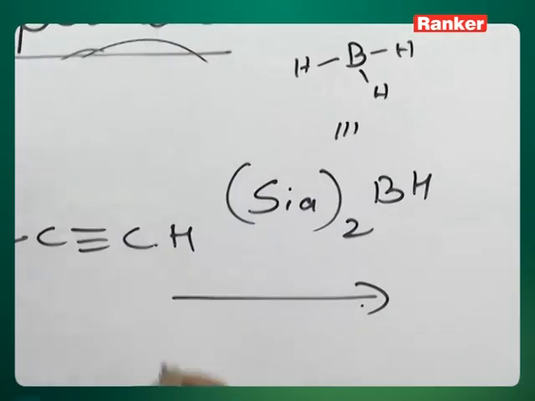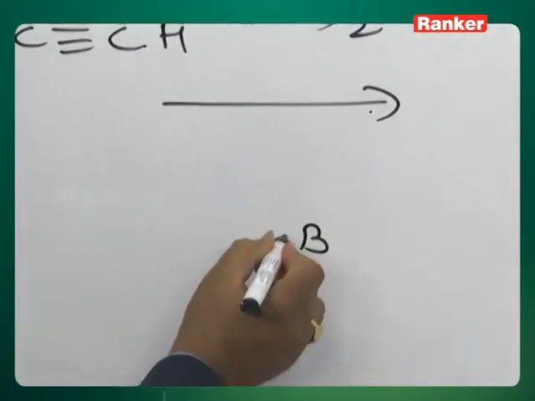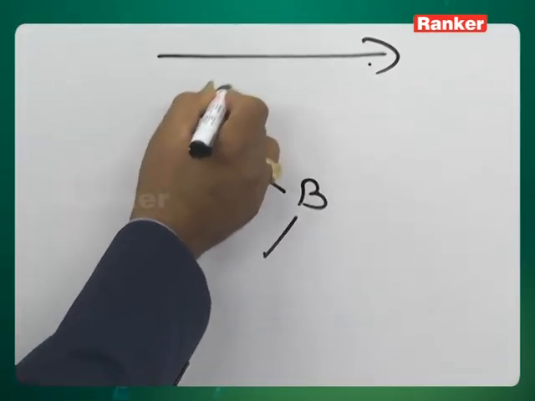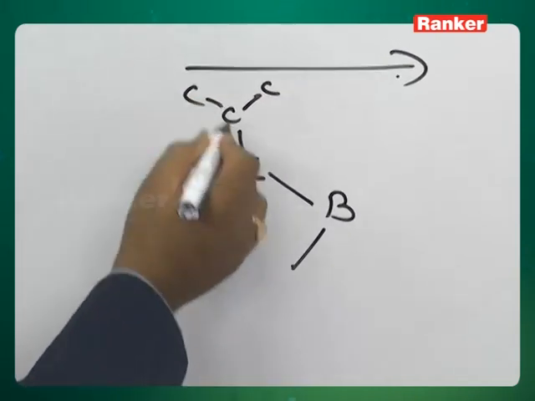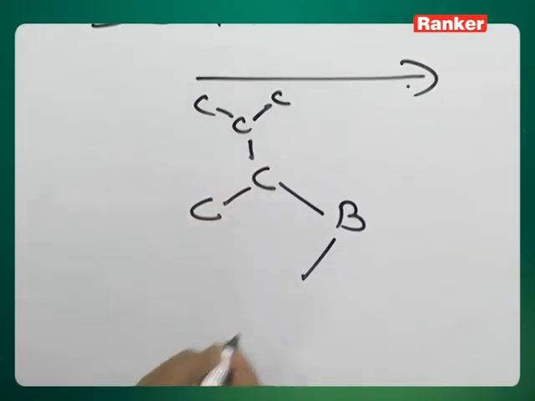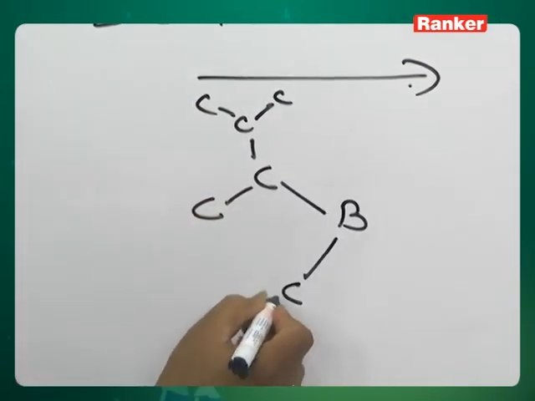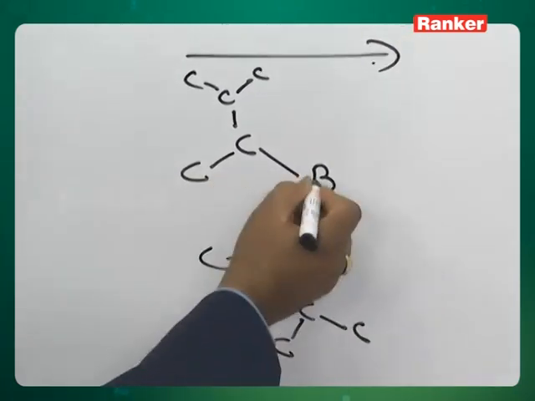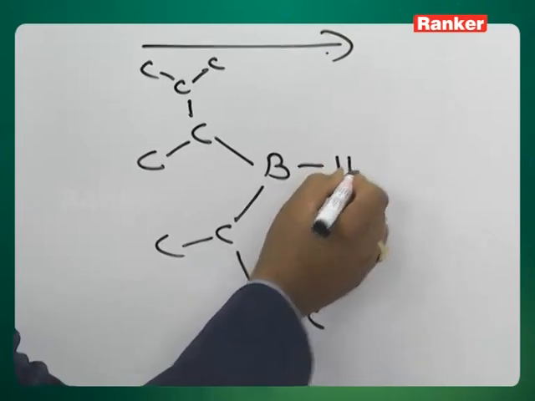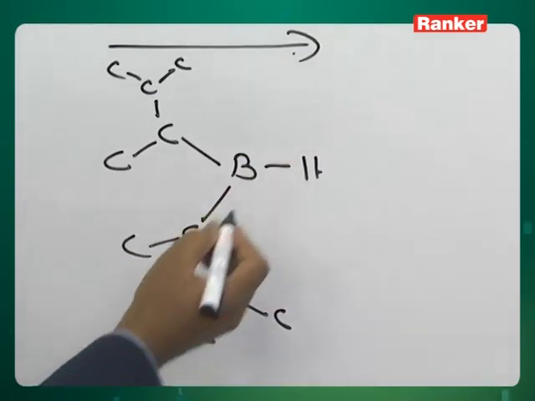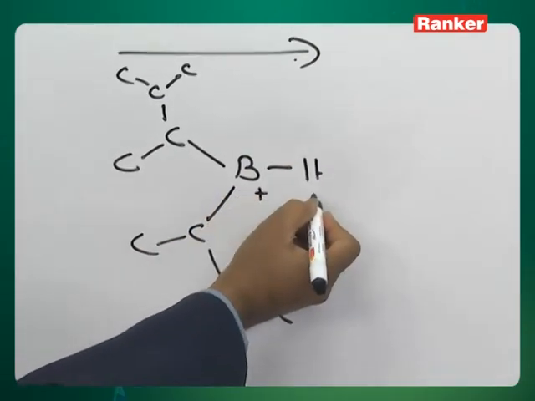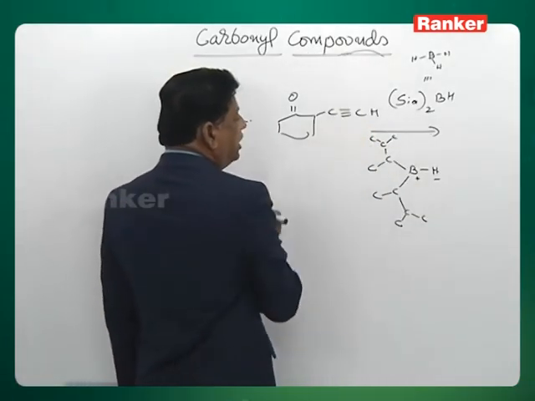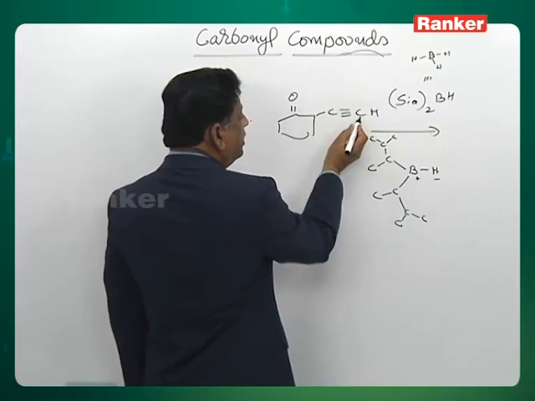This Sia is nothing but the boron containing the 2 alkyl groups. These alkyls are nothing but the isoamyl type. This is actually isoamyl linked at the second carbon. So therefore it is twice. So he is saying it is a disiamyl boron with the hydrogen. So this boron is electron deficient, boron contains plus and H is minus, which adds on this alkyne following the Markovnikov rule. So therefore B goes to the terminal carbon.